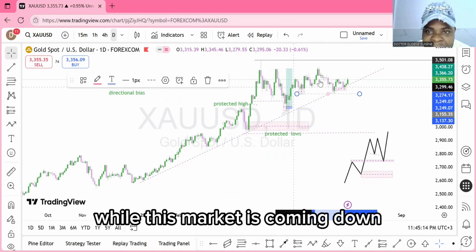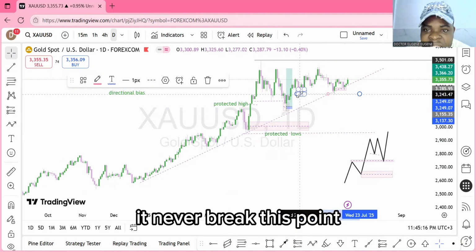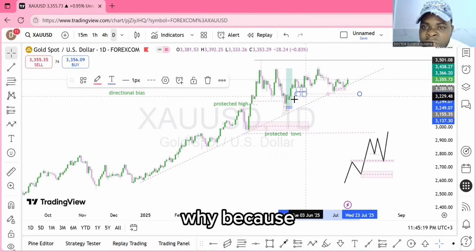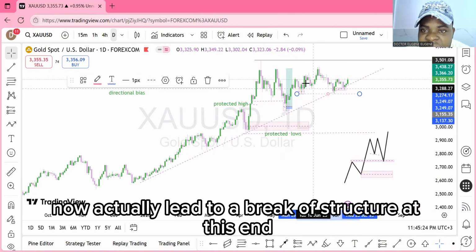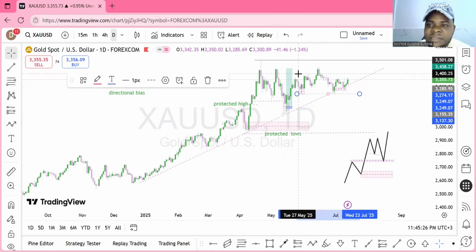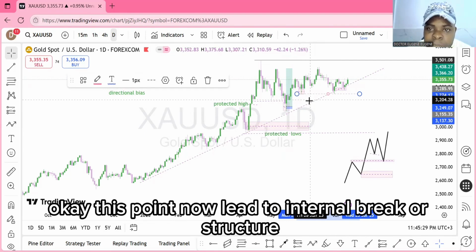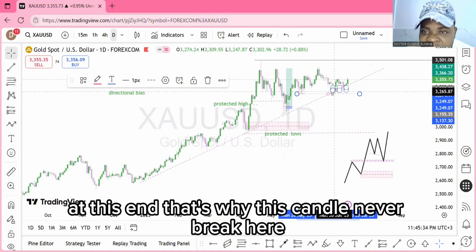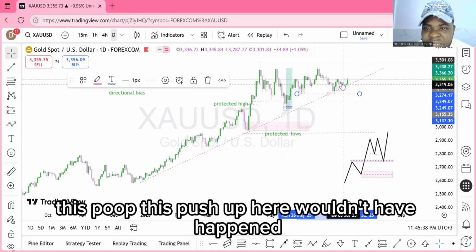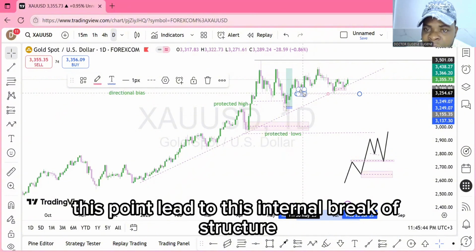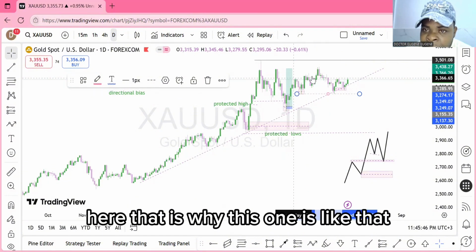While this market is coming down, it never breaks this point. Why? Because this point here actually leads to a break of structure at this end. This point leads to an internal break of structure at this end. That's why this candle never breaks here. If this candle mistakenly closed below this point, this push up here wouldn't have happened. It's because this point leads to this internal break of structure here. That is why this one is like that.